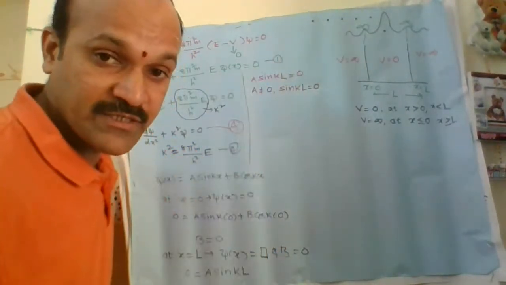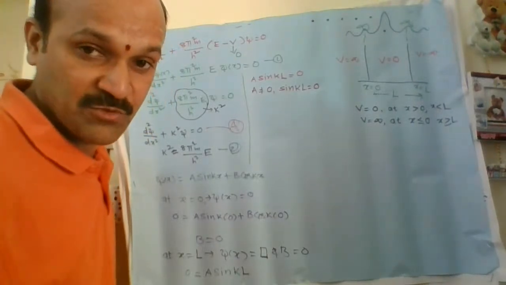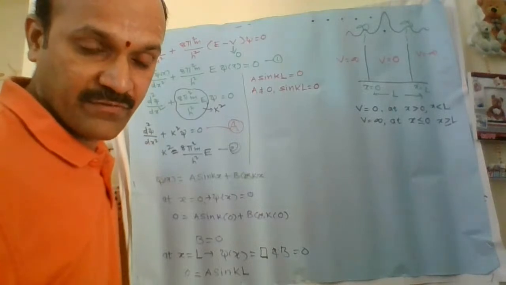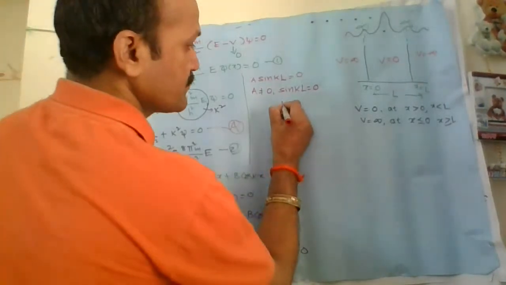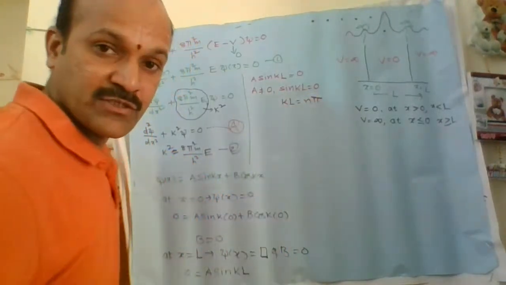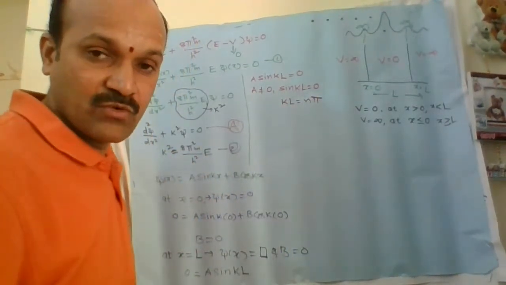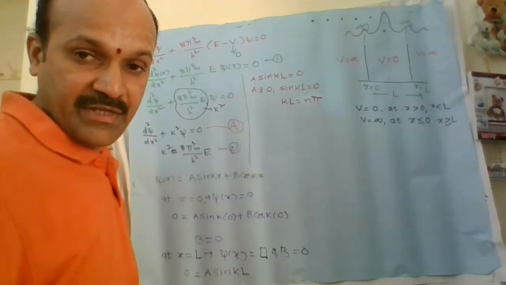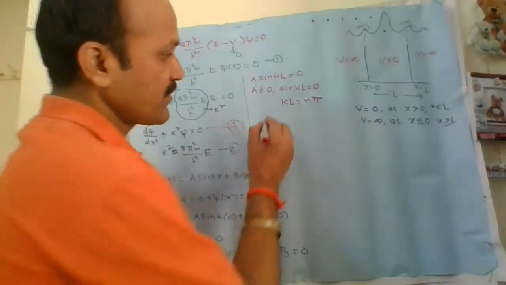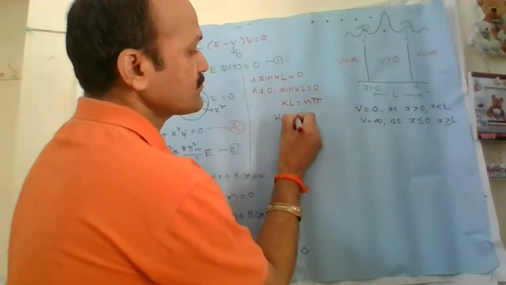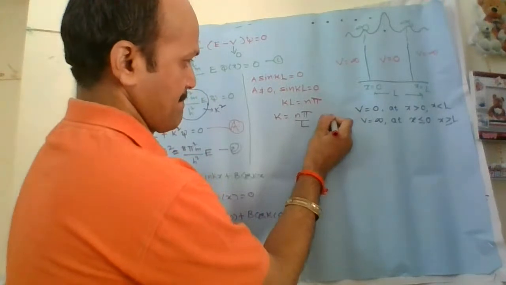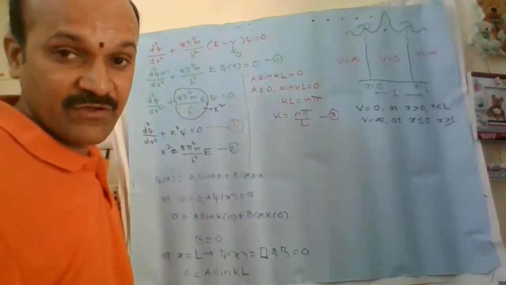Then what is the possibility? That sine function must be 0. Sine kL is 0 for kL values that are integer multiples of pi: 0, pi, 2 pi, 3 pi, and so on. For that, sine is 0. So from this again we got k.